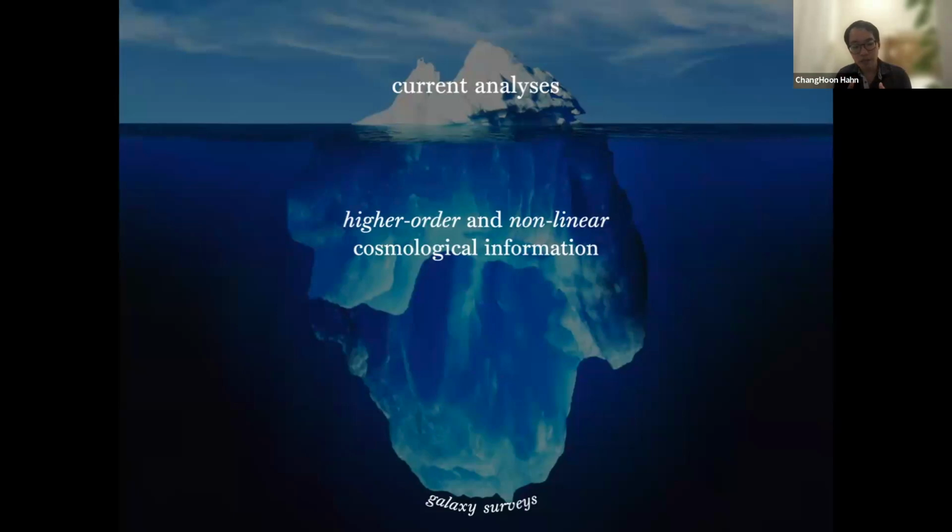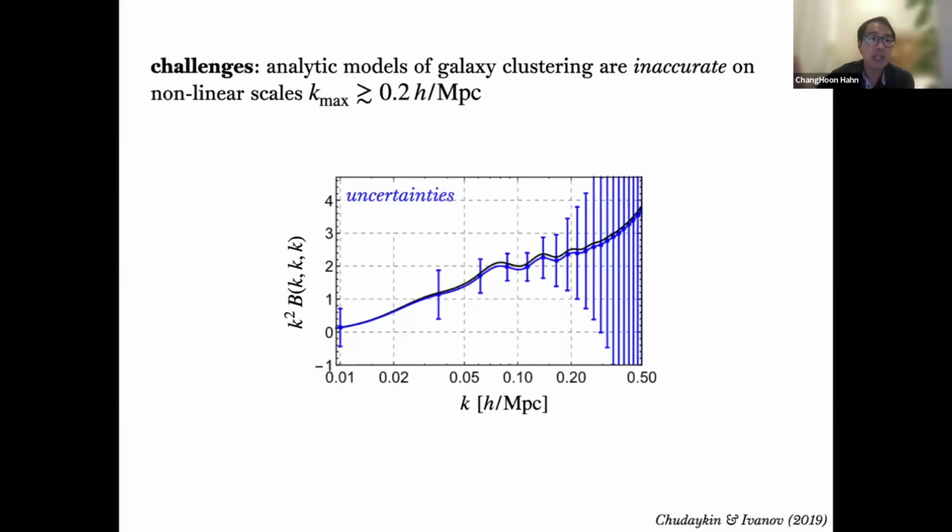But if we try to take the current approaches for analyzing the power spectrum and extend it to these, we immediately run into a number of challenges. The first challenge is that, as I mentioned earlier, we use analytic models based on perturbation theory. And these models are inaccurate on nonlinear scales, especially for higher order clustering. So this is a plot from Chudaykin and Ivanov, where the blue error bars are showing you the uncertainty of the bispectrum. And on small scales, these uncertainties come from the theoretical uncertainties. So you can see at beyond Kmax of 0.2, you're completely dominated by your theoretical uncertainties.